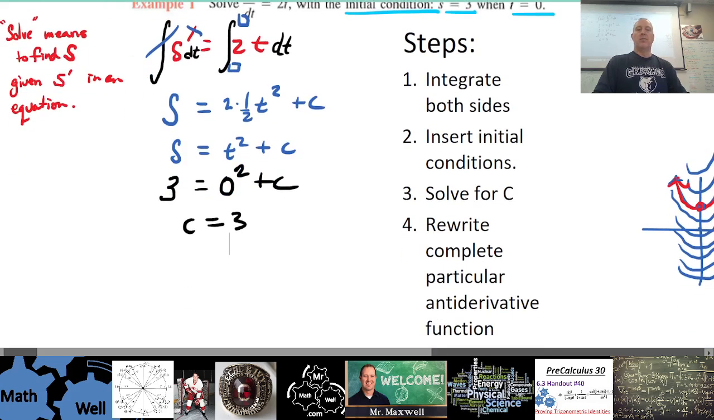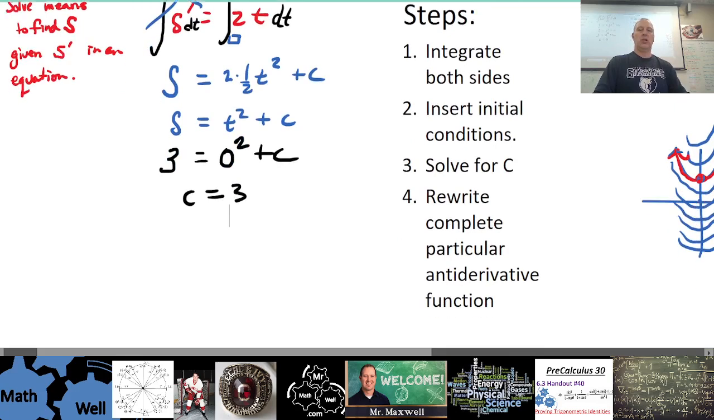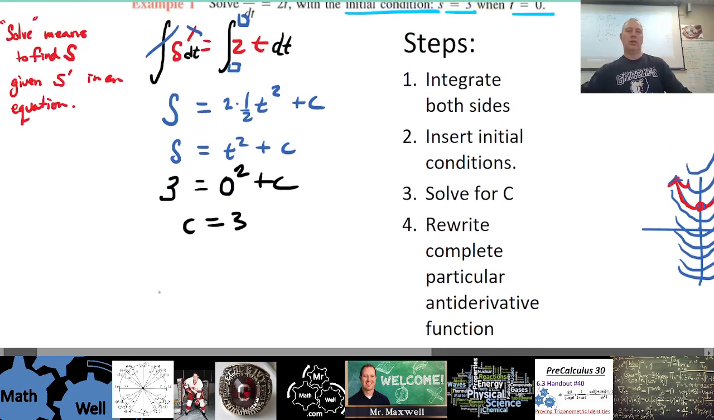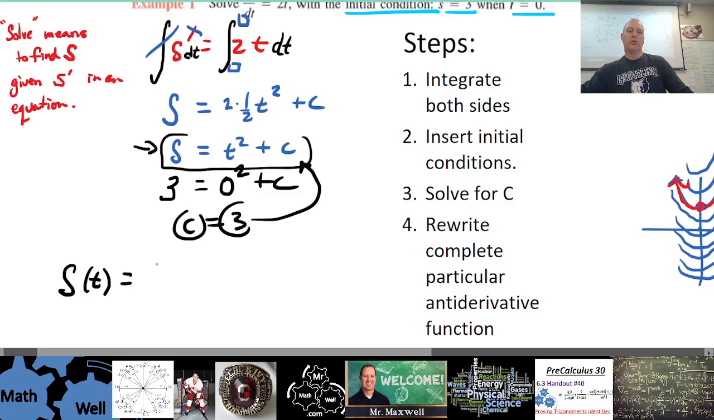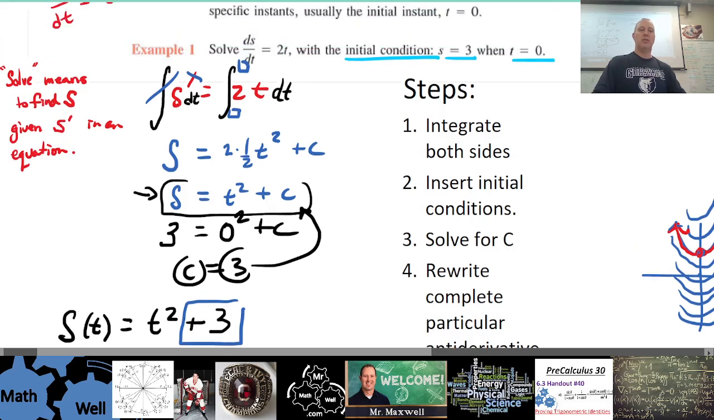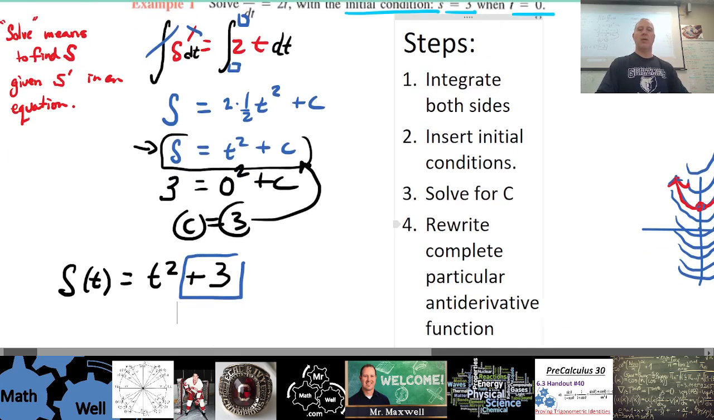And now we simply rewrite the complete particular antiderivative function. And so my solution then is going to be s. Now you could write s of t if you want, right? The function notation there equals, we're going back to this one here, right? And including this c value up there. So equals t squared plus 3. All right, the initial conditions help us to know what the constant was that we took the derivative of, because the constant is just going to be a derivative of 0, right? So now we know what it is.